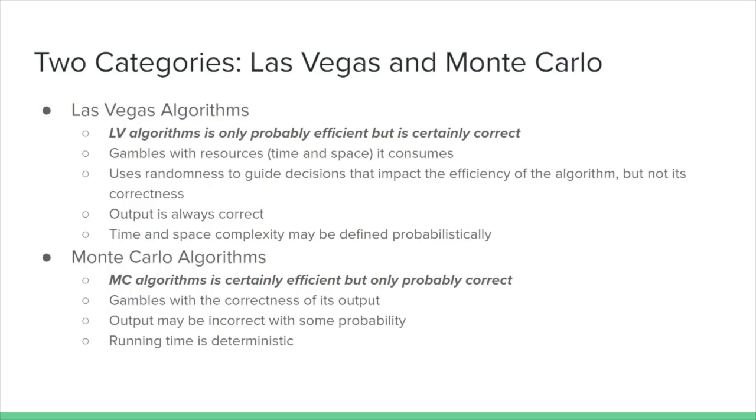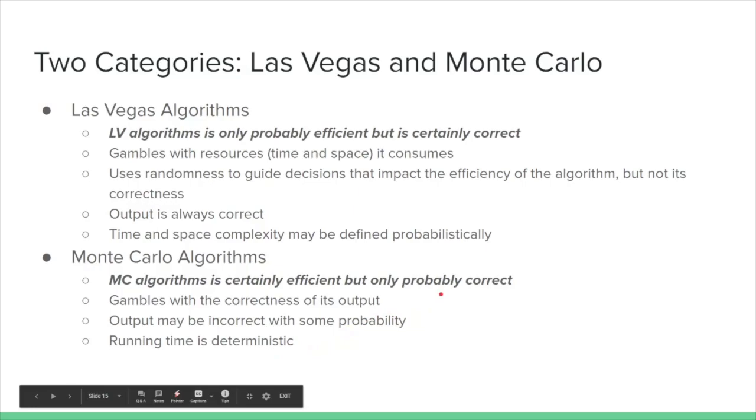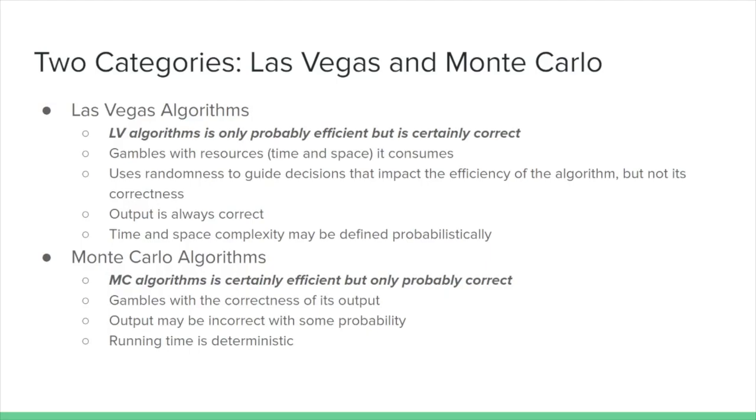So this means that it gambles with resources that it consumes, like time and space, and uses a randomness aspect to guide decisions that impact the efficiency of the algorithm, but not its correctness. So what this means is that their output is always correct. But in terms of efficiency, like their time complexity and space complexity, it may vary or depend on the algorithm itself, which is what this part means, defined probabilistically. So their efficiency will, again, depend or vary depending on the algorithm itself.